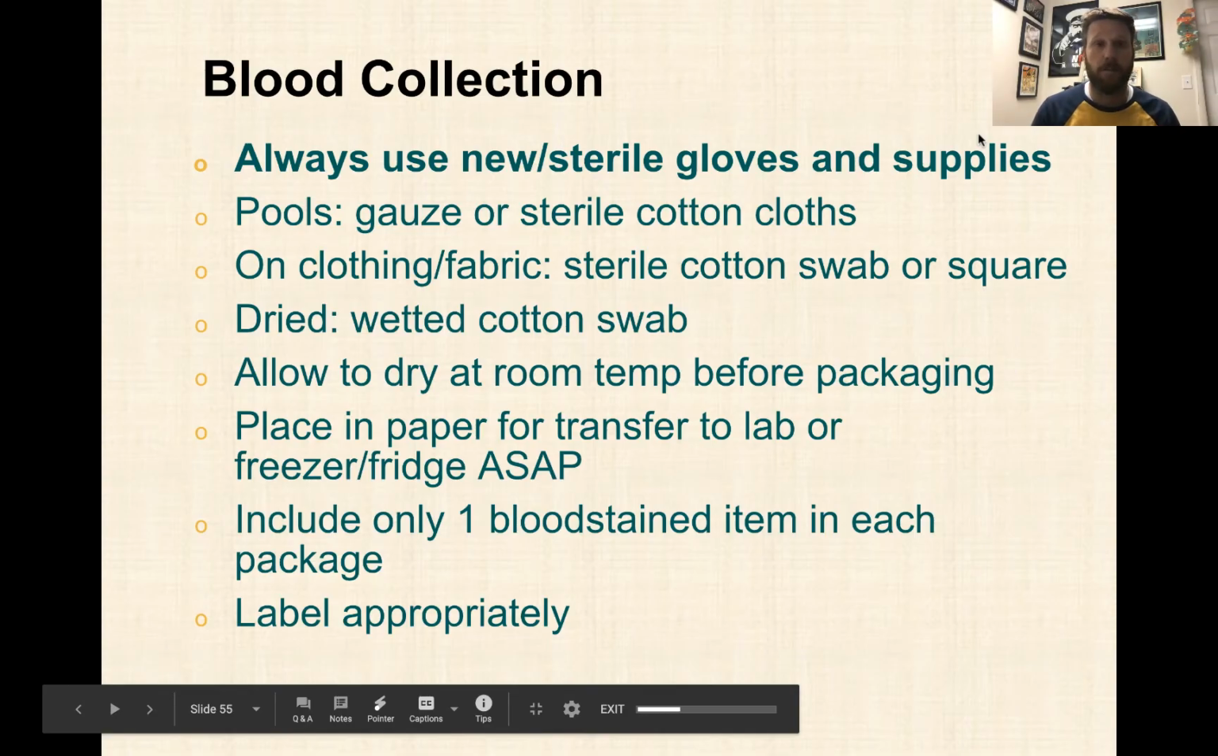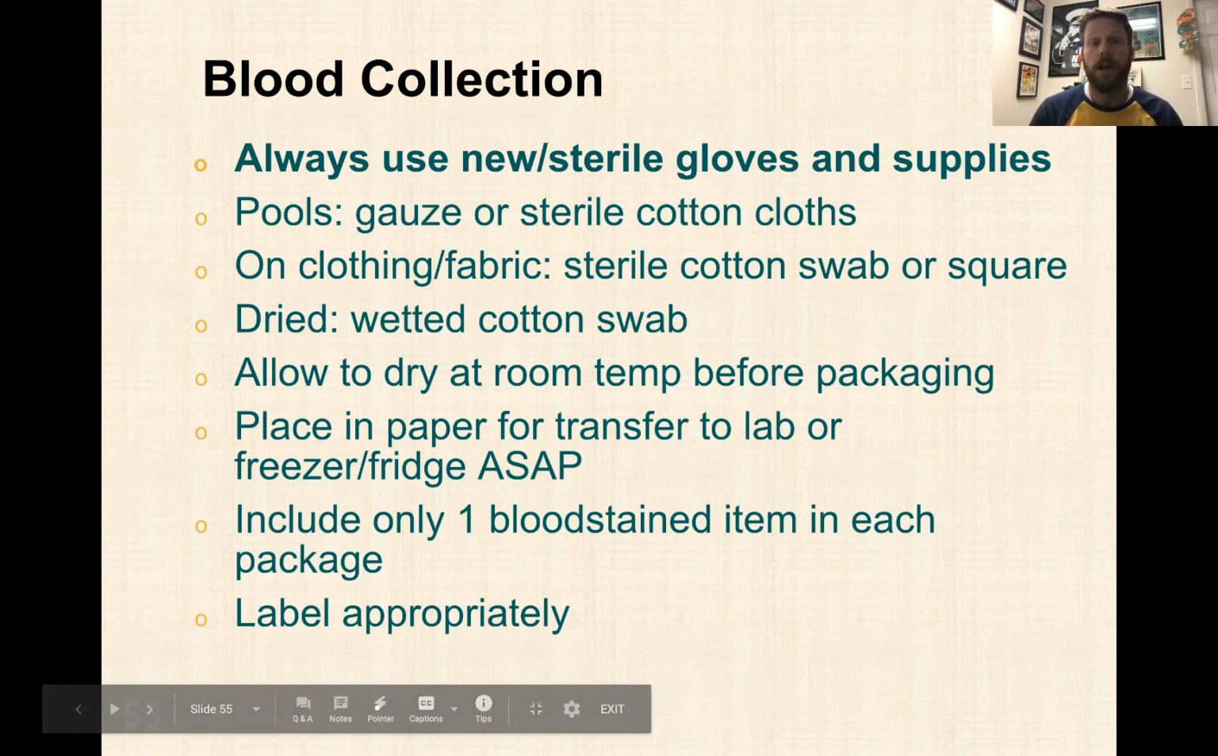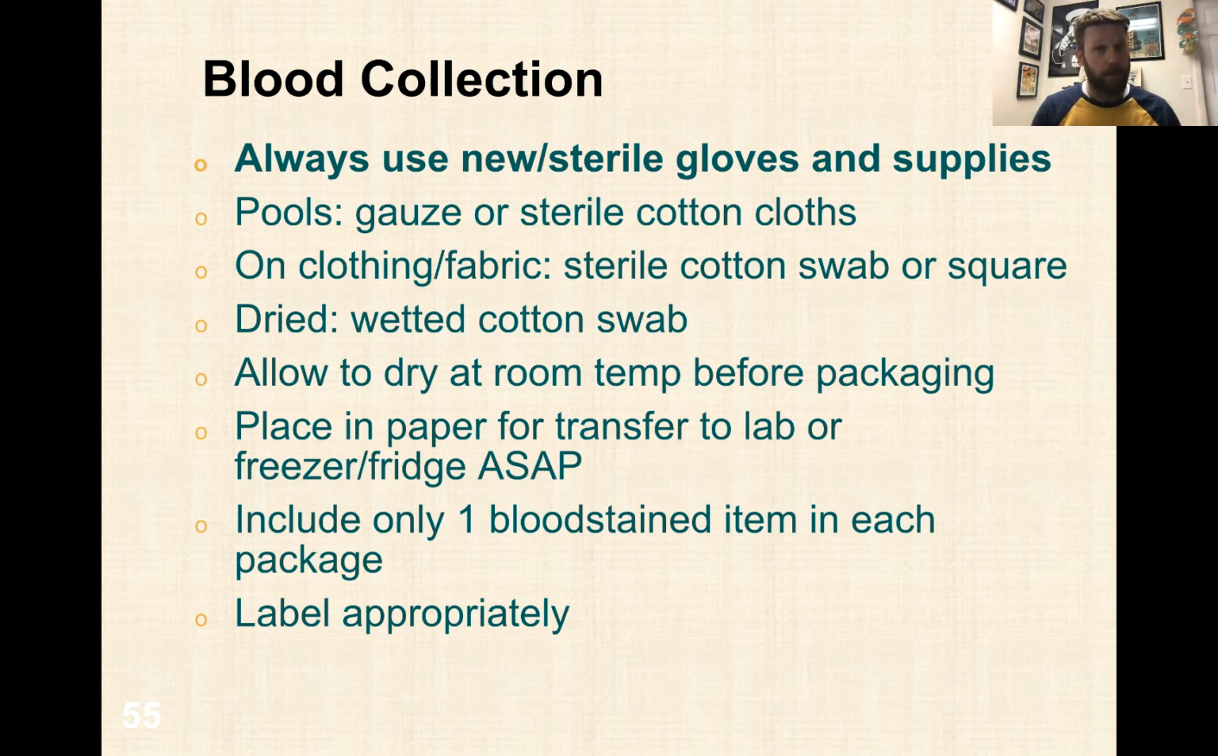Last thing we need to talk about is, if I'm a crime scene investigator, how do I collect the blood at a crime scene? First of all, I want to make sure I'm protecting myself, wearing all the protective equipment, gloves and all that stuff. If it's a pool of blood, I'm going to wipe up that blood with something that's going to absorb it, so some type of gauze or cotton swabs. If it's on clothing, I'm going to try to get a cotton swab or a cotton square and get the blood off of the clothing.